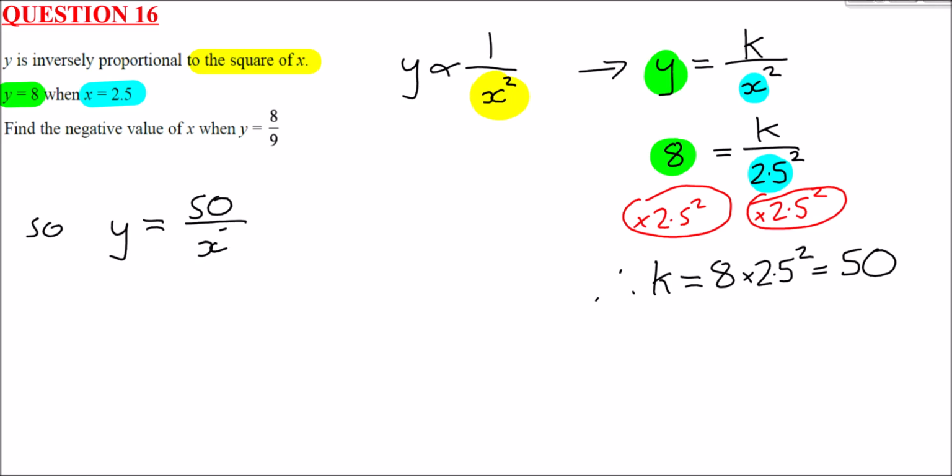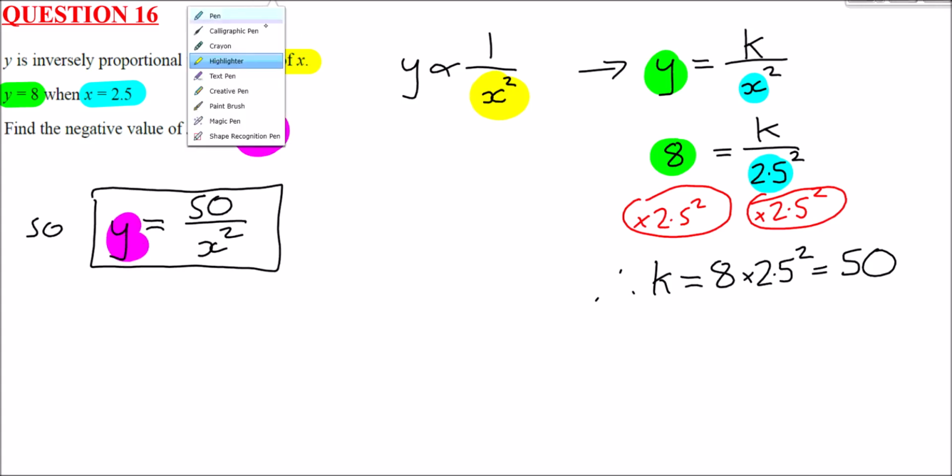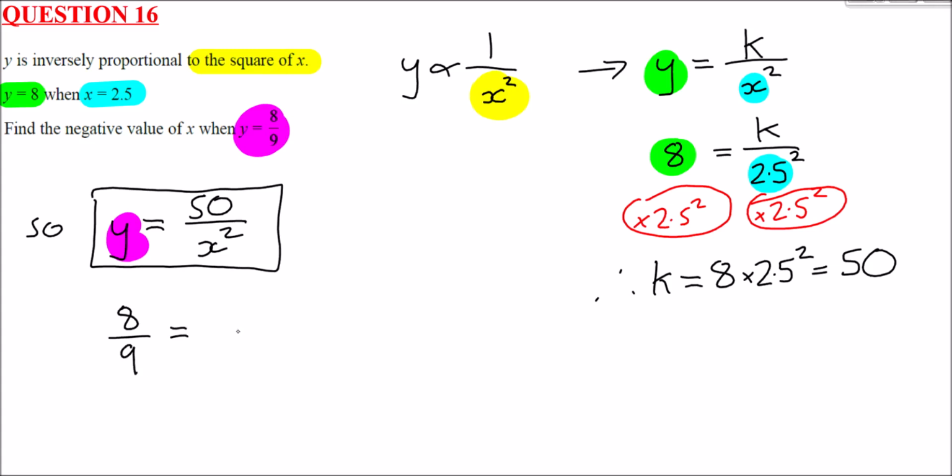And that's the equation we can work with. So we're now told to find the negative value of x when y is 8 over 9. So now we just substitute in that y is 8 over 9, so we can solve and rearrange what x will have to be. So 8 over 9 equals 50 over x squared.